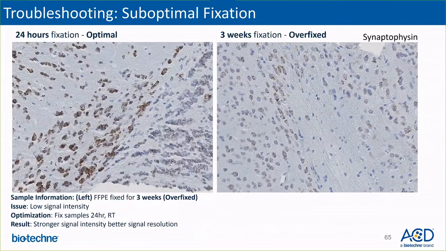And here is an example of suboptimal fixation. Shown here to the right is an image of RNAscope performed on a sample that was fixed for way too long. And as you can see, the signal is very weak. And hence, we highly recommend fixing the samples as per our recommendations.